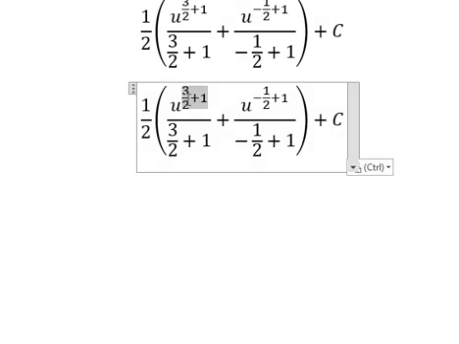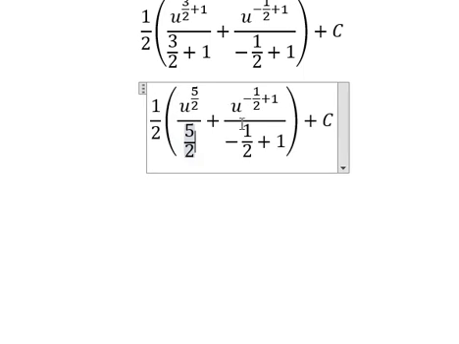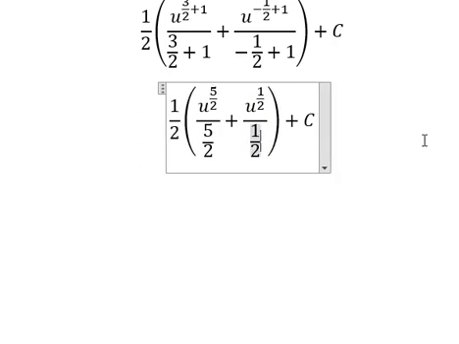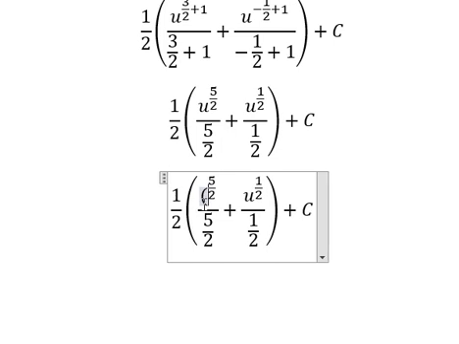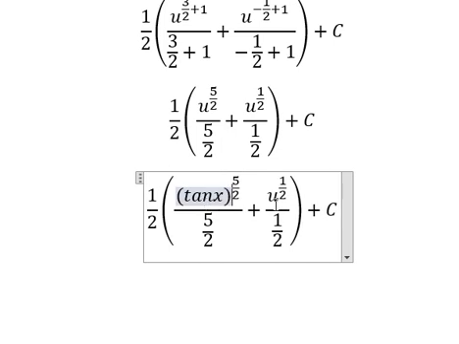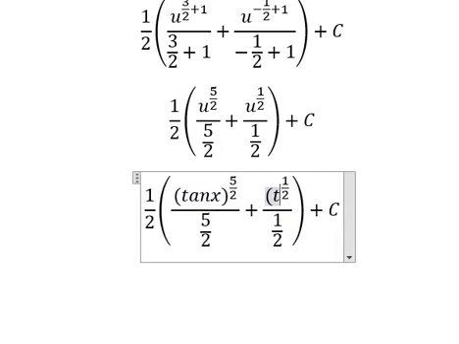So this one, that is about 5 over 2. And this one, that is about 5 over 2. This one, that is about 1 over 2. This one, that is about 1 over 2. About u, that is about tan x. And this one, that is about tan x.